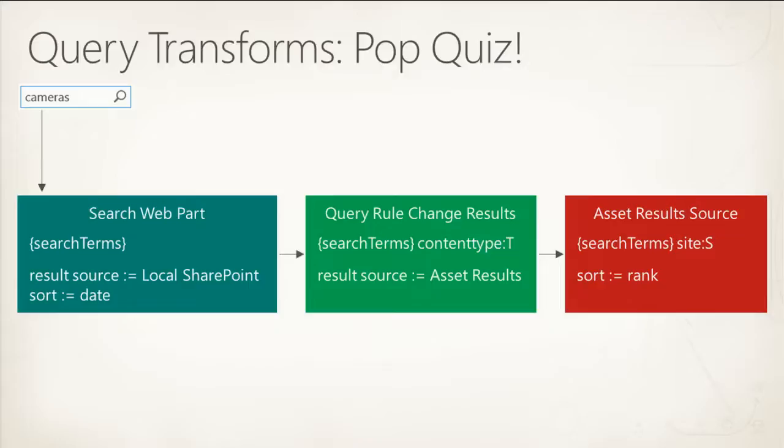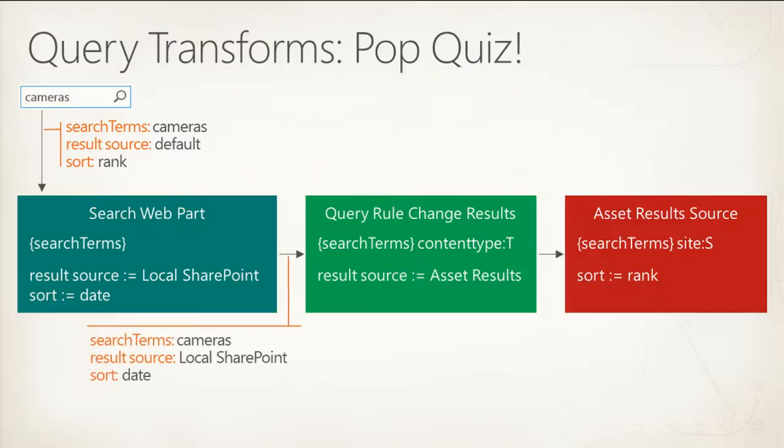Okay, let's step through it. In comes the query. System makes a complex object out of it. Search terms, cameras, result source, whatever the default's configured to. Sort order, rank. Hits the first transform in the web part. That guy's going to replace search terms with search terms, so nothing changes. It's also going to set the result source to local SharePoint and the sort order to date. So the query that comes out of that is search terms, cameras, result source, local SharePoint, sort order date.